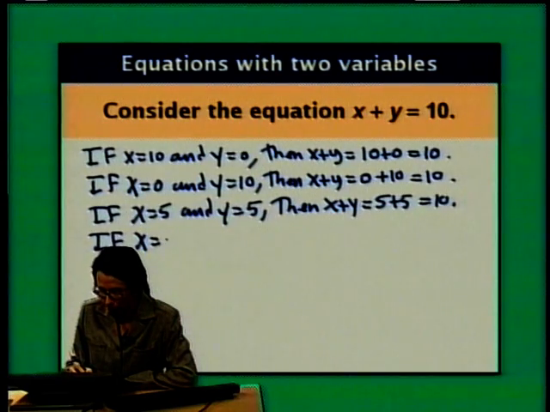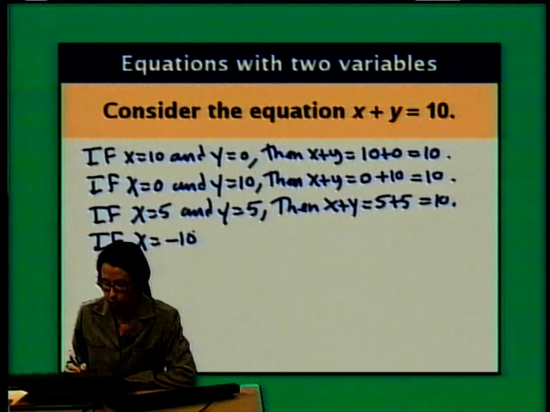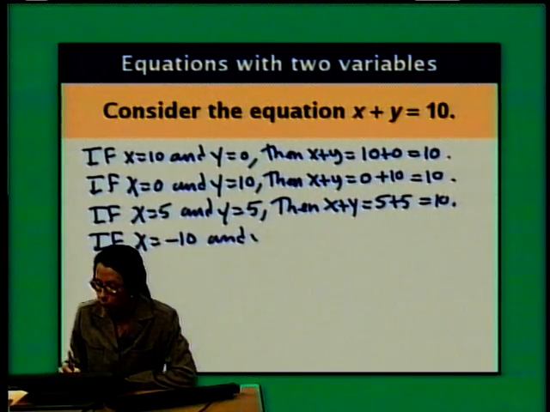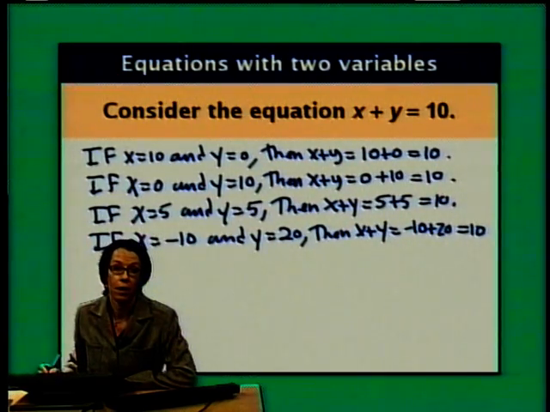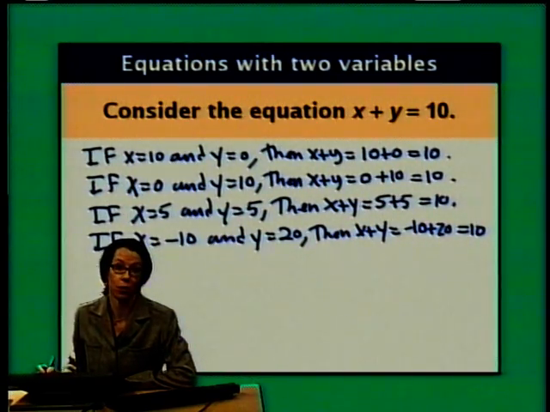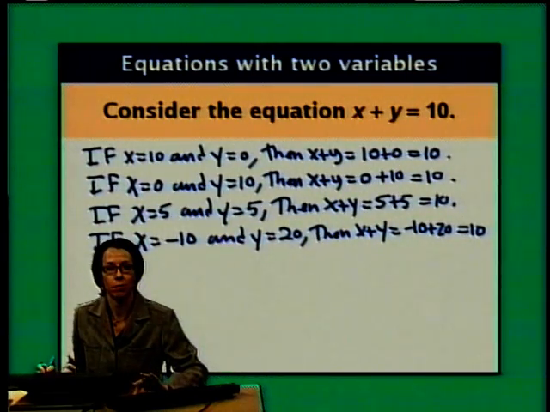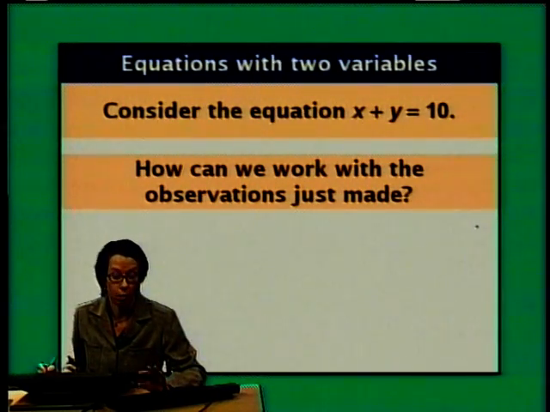If x equals negative 10, I had just chosen all positive numbers, but I can sum up negative numbers as well. In this case, y would have to be positive 20. Then the sum of x plus y is negative 10 plus 20, which equals 10. Now you can see that I could probably do this all day. So we need to get a handle on which sets of numbers are indeed solutions. So how can we work with the observations we just made? We found 4 of many possible solutions.